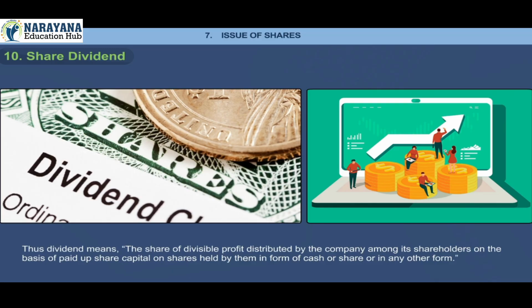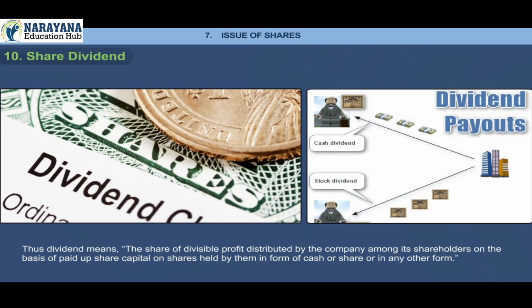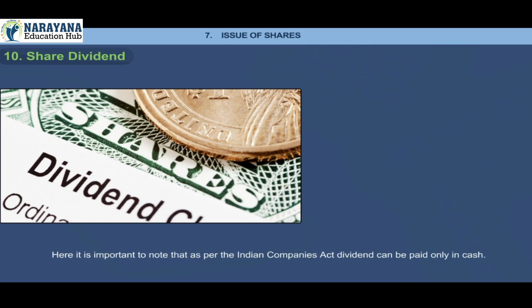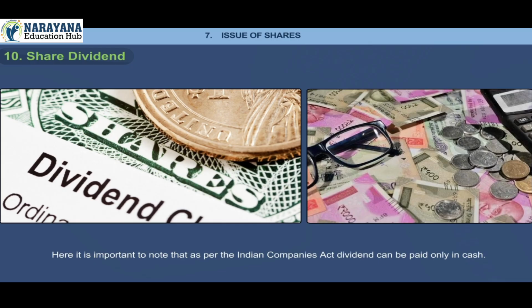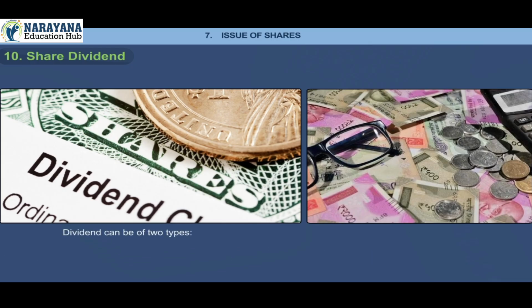Thus, dividend means the share of divisible profit distributed by the company among its shareholders on the basis of paid-up share capital on shares held by them in form of cash or share or in any other form. Here, it is important to note that as per the Indian Companies Act, dividend can be paid only in cash. Dividend can be of two types. 1. Interim dividend and 2.